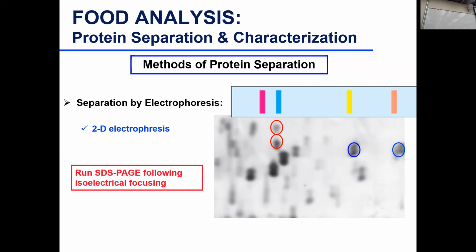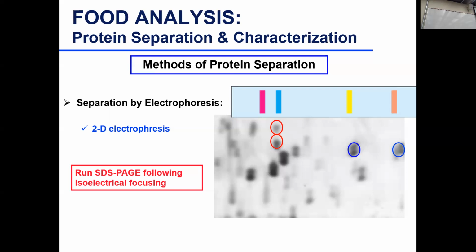When we run them on the gel, they have similar molecular weight. So if we didn't do the isoelectric focusing, we'd get both proteins here, and we wouldn't be able to see them as two separate bands. In this case, this band gave you two different molecular weights. So this illustrates that 2D electrophoresis helps with better separation and to see more protein bands.